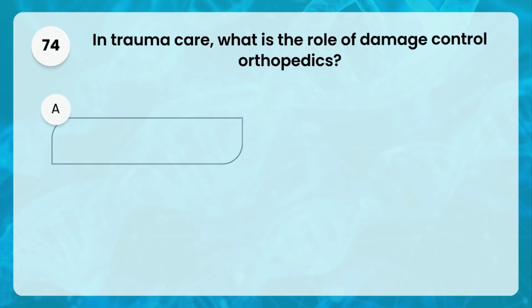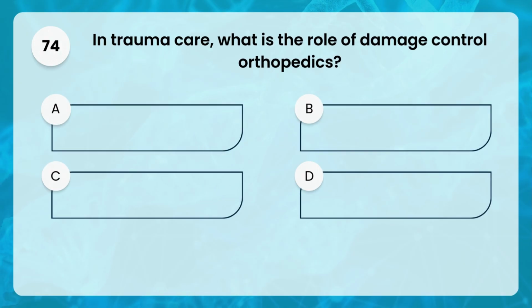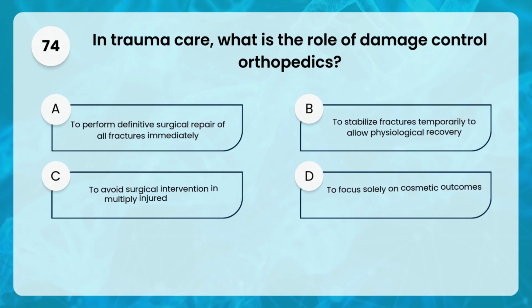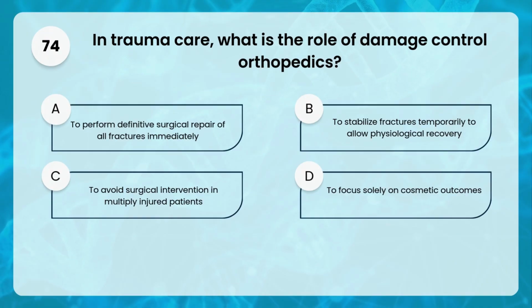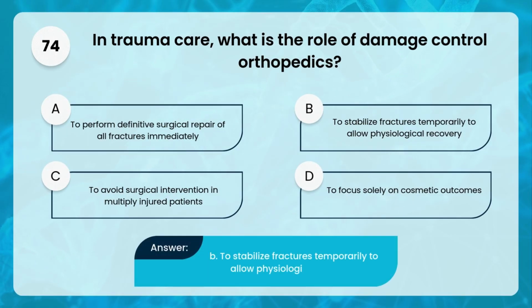74. In trauma care, what is the role of damage control orthopedics? A. To perform definitive surgical repairs of all fractures immediately. B. To stabilize fractures temporarily to allow physiological recovery. C. To avoid surgical intervention in multiply injured patients. Or D. To focus solely on cosmetic outcomes. The answer is B. To stabilize fractures temporarily to allow physiological recovery.